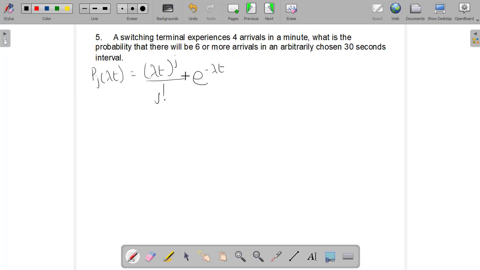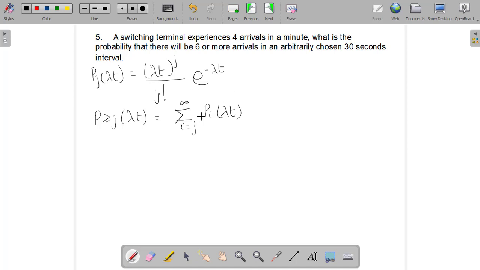Here, we are being asked to find the probability of having a number greater than or equal to j arrivals for the same lambda t. By this, it means that we are going to be adding several probabilities. Hence, we have the expression, the summation of i equals j to infinity of p subscript i of lambda t, because we have a certain number or more arrivals, and it can go up until infinity.